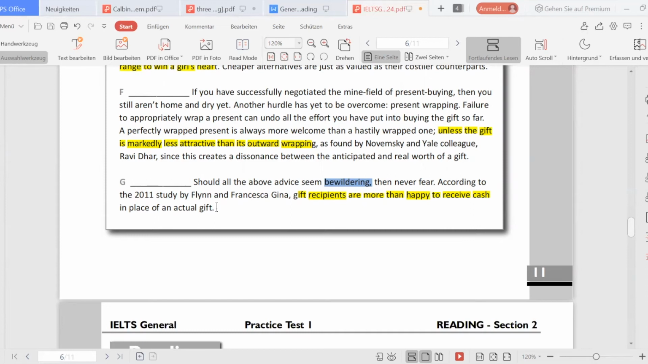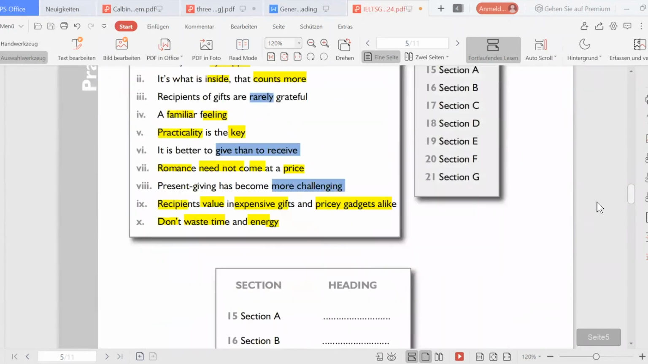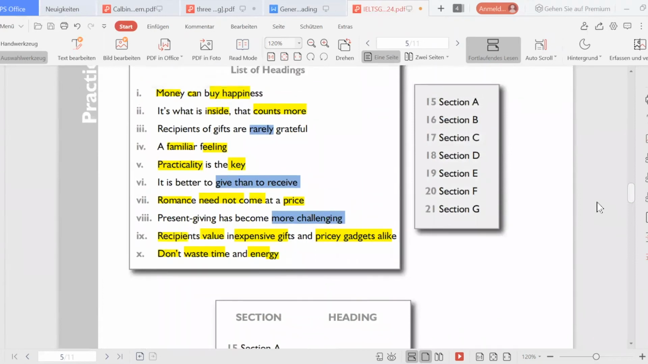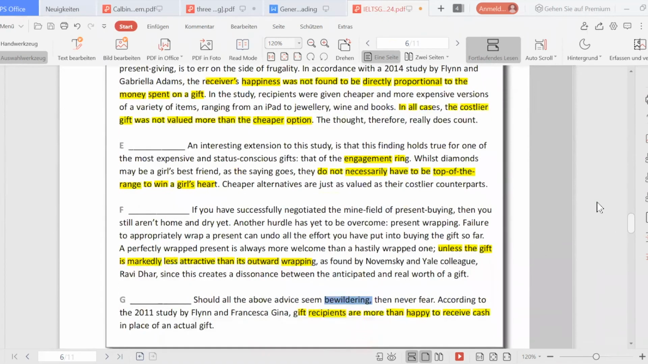So the likelihood that the title of the paragraph is in sentence 2 is very high, because it's the longer one, and the information in the longer one is probably the title, since in terms of percentage it accounts for more of the paragraph. So gift recipients are more than happy, a high degree adjective group, to receive cash in place of gifts, and that tells us that our answer is I. Money can buy happiness. That's what is stated there. They want to receive cash, which is money.